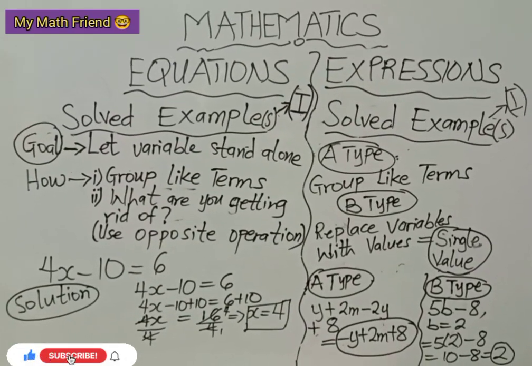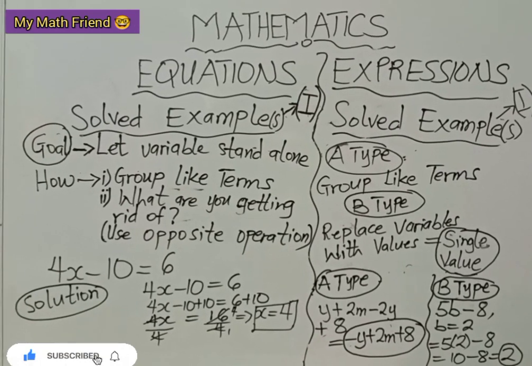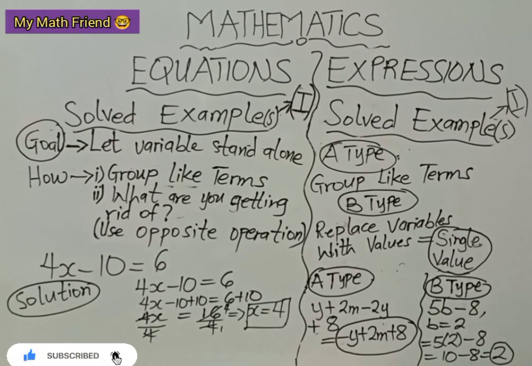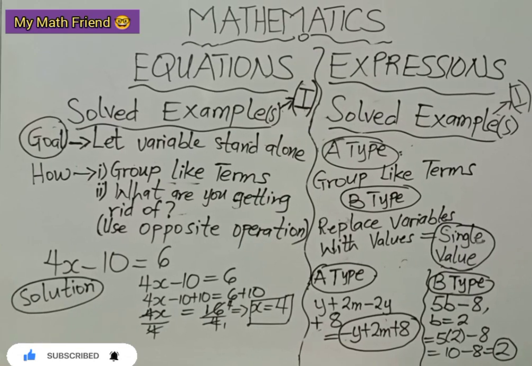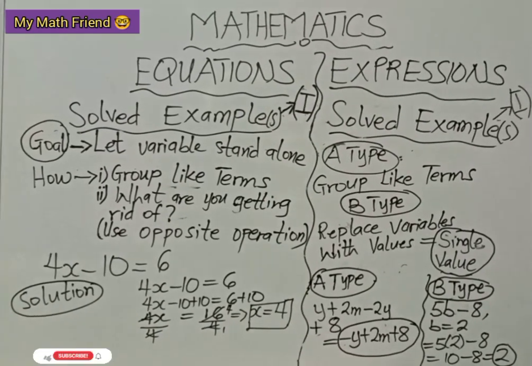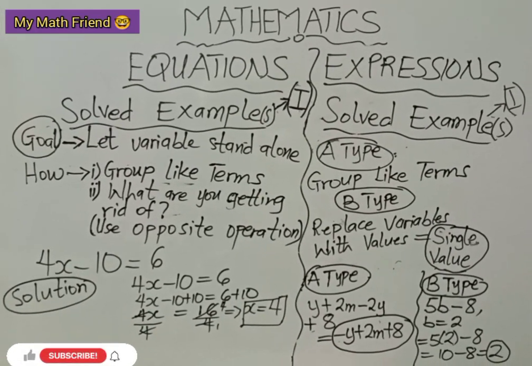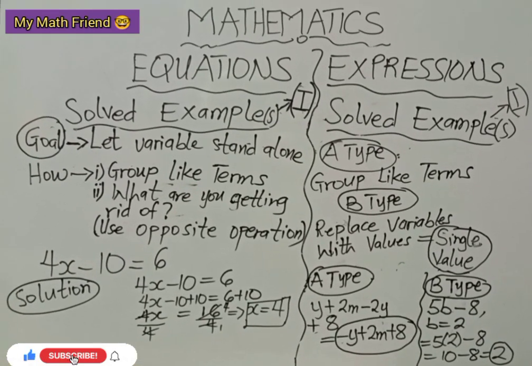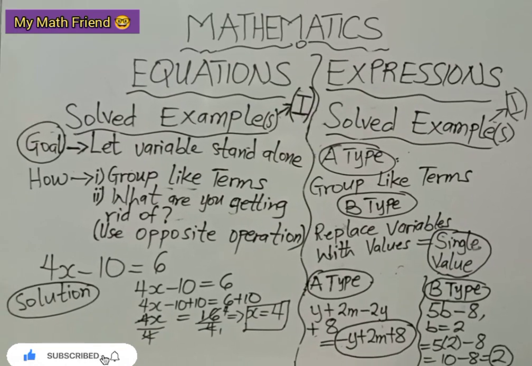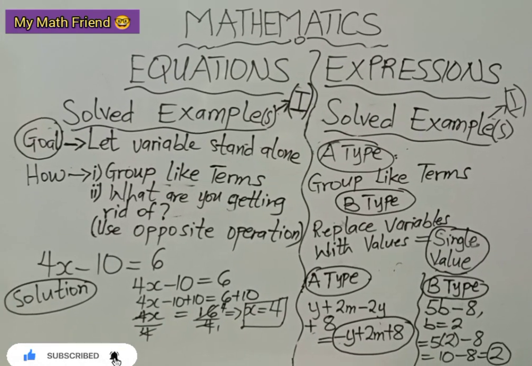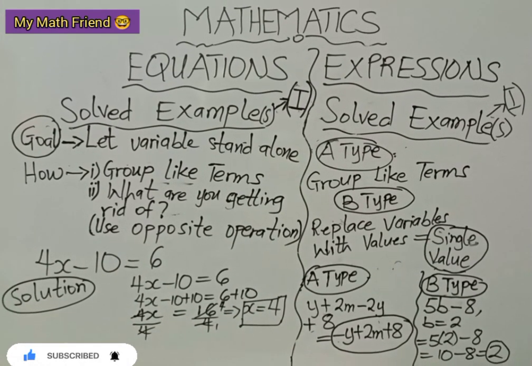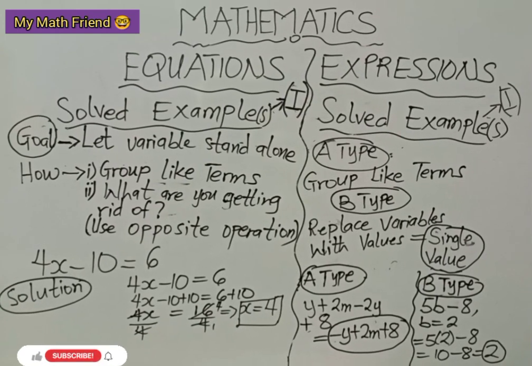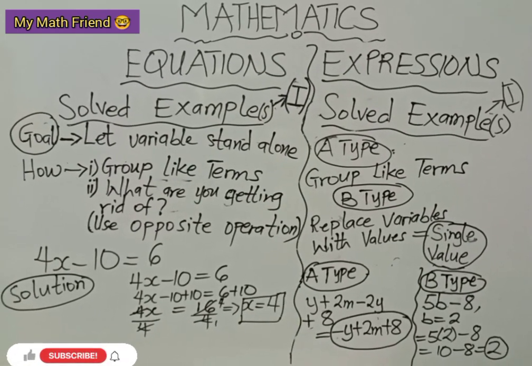All right. Now let's look at some solved examples of equations and expressions. In the previous video, we looked at the differences between equations and expressions, and we established that expressions are just mathematical phrases. And so they are not equated to anything. It's just an expression or a phrase mathematically.